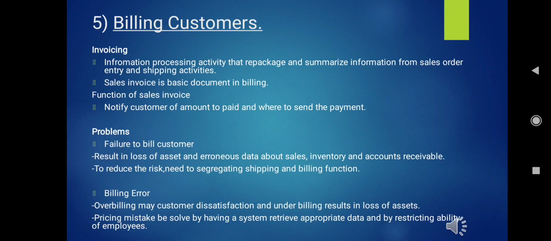There is also billing error like overbilling that will make the customer dissatisfied, while underbilling results in loss of assets. Pricing mistakes can be solved by having a system retrieve appropriate data and by restating the ability of employees.